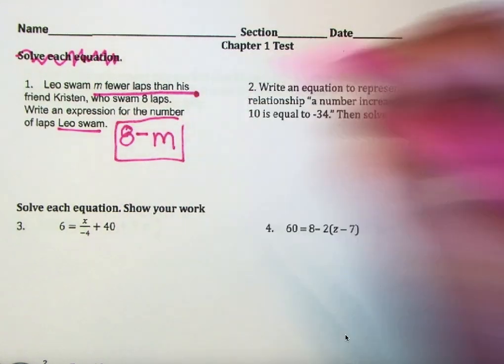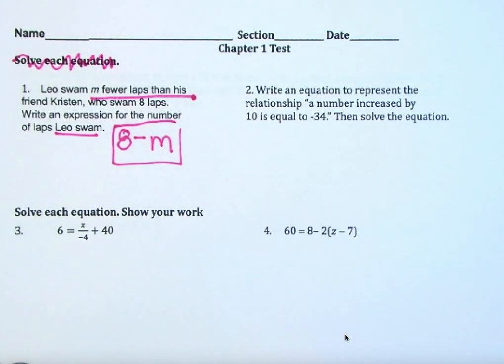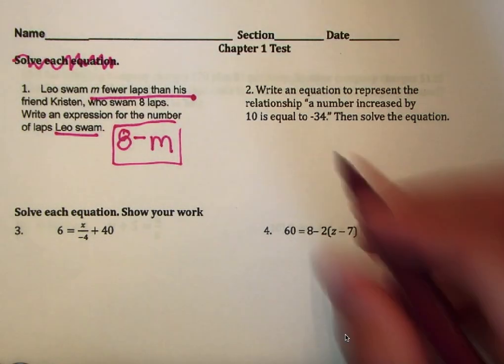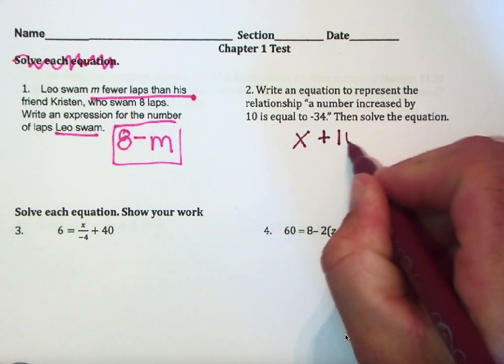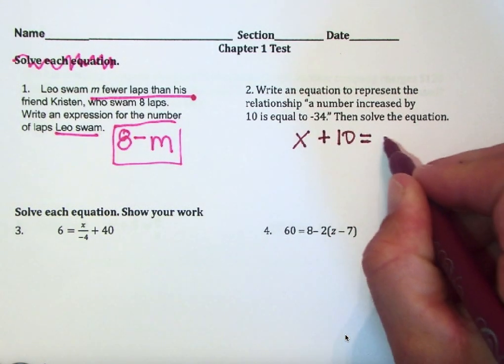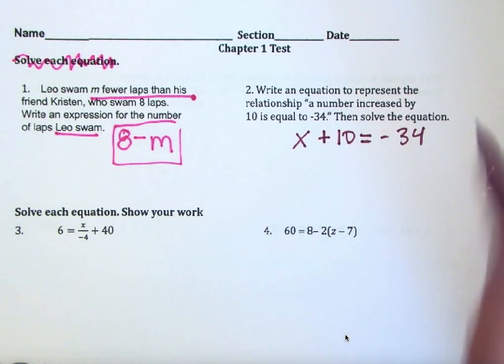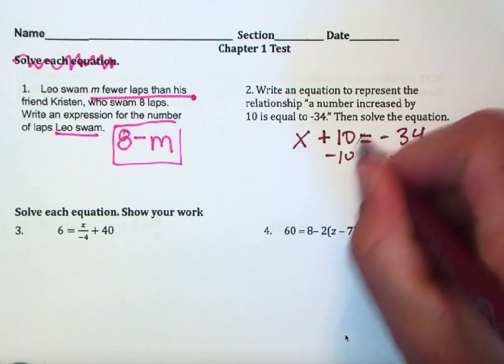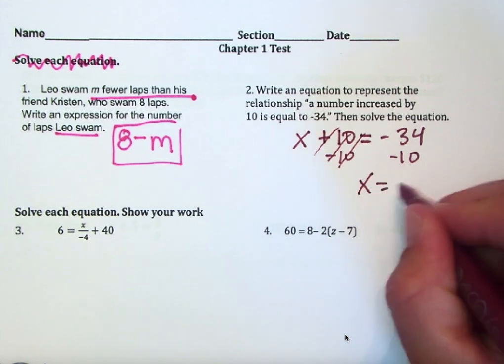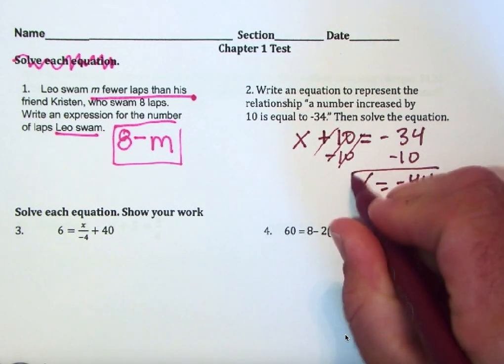Cool. All right, write an equation to represent the relationship and then solve it. So a number increased by 10 is equal to negative 34. And then if we solve, we get x equals negative 44.